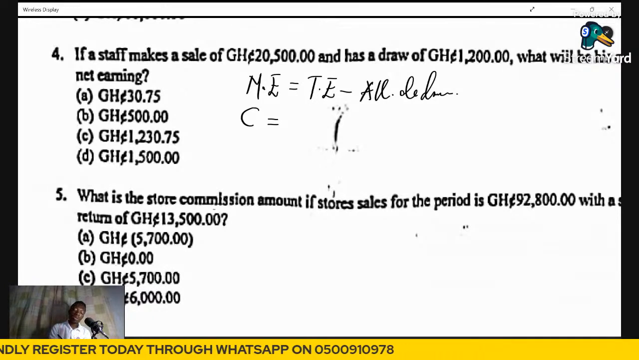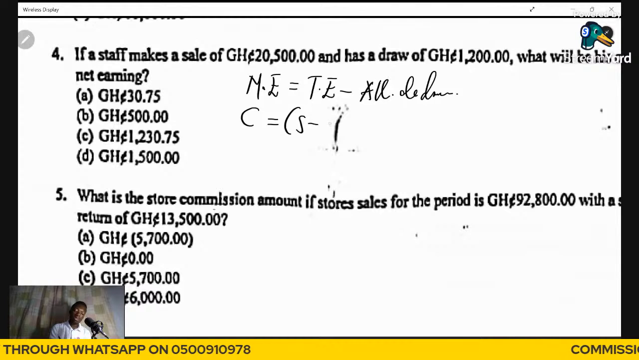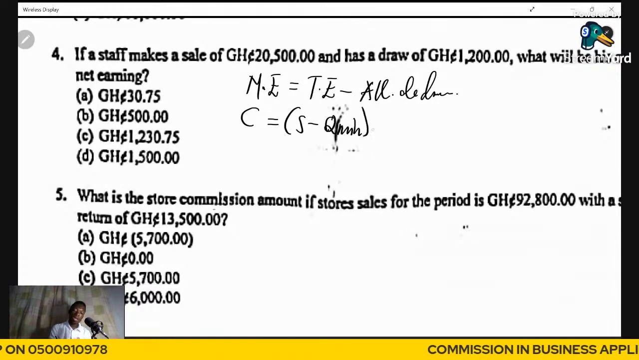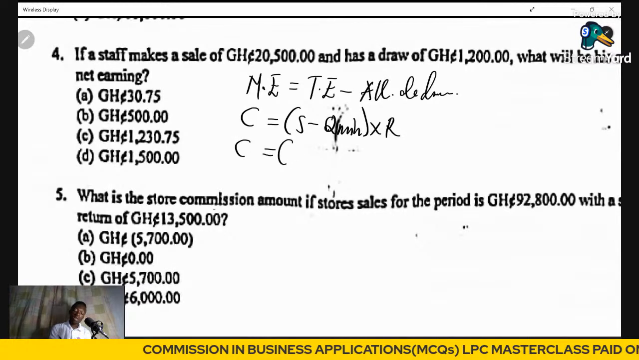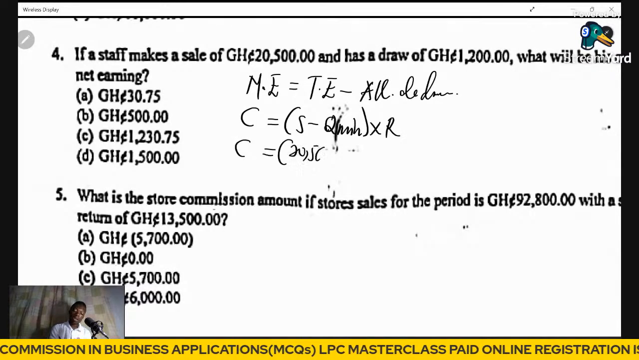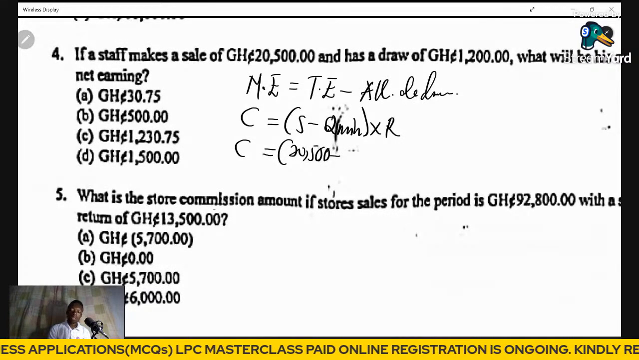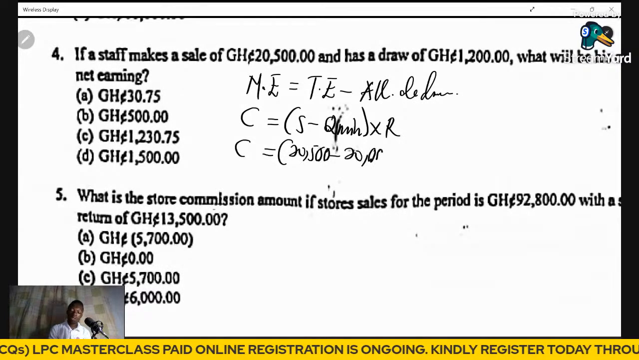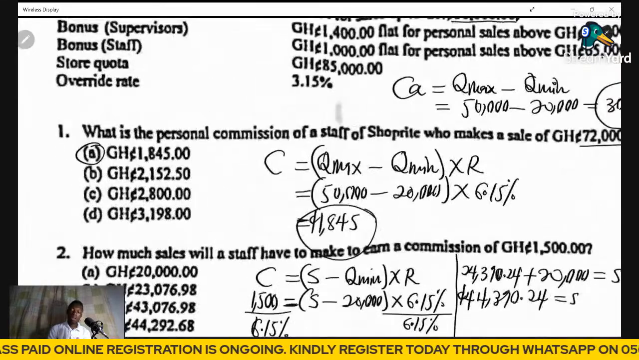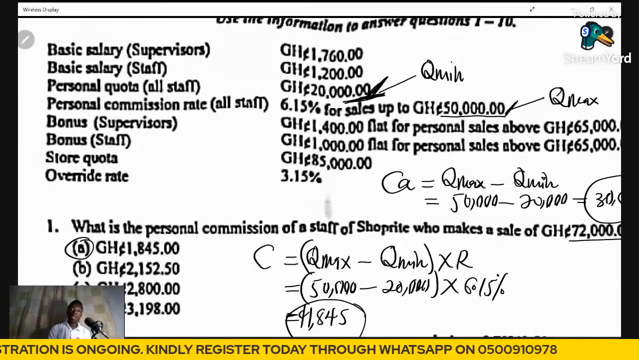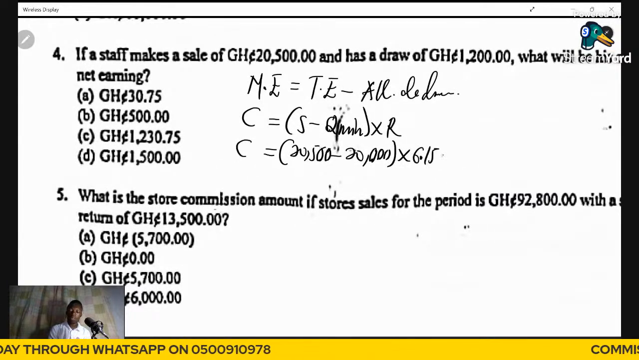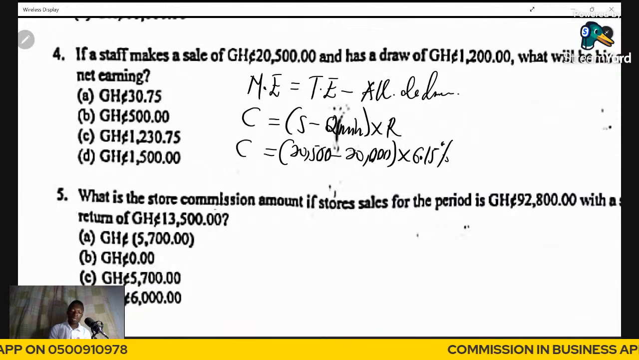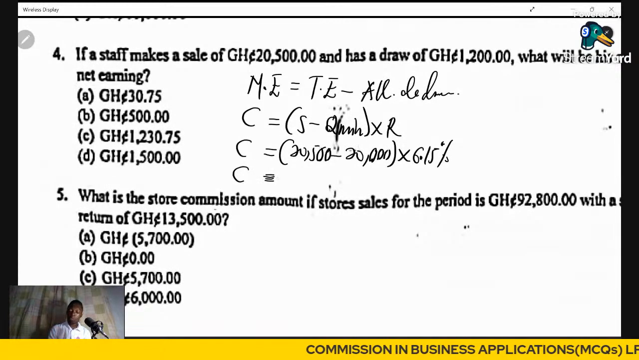To get the commission in this case, it is going to be the sale of this staff minus the minimum quota, and then multiply by the rate of commission. So in this case, the sale of this staff was 20,500, minus the minimum quota of 20,000 that was given in the question. You can remember, yes, 20,000. Once you get that, you then multiply by the rate of commission, which is 6.15%.